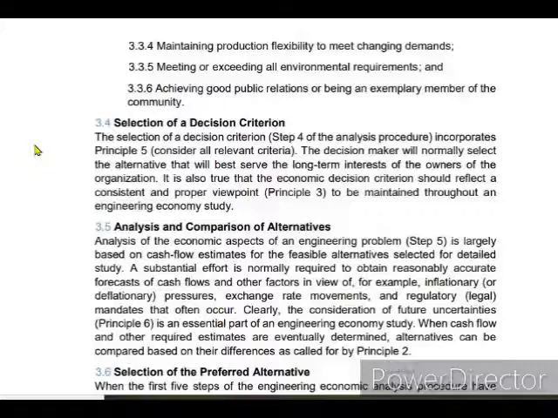Next, meeting or exceeding all environmental requirements. The government permits about the environmental requirements fall here, because if a company doesn't adhere to the laws, regulations and environmental policies of a government, they will be charged or, at worst, be closed. So it should adhere to all environmental requirements.